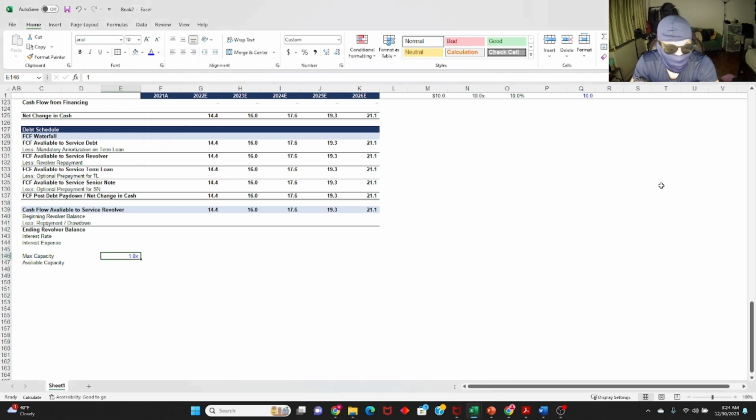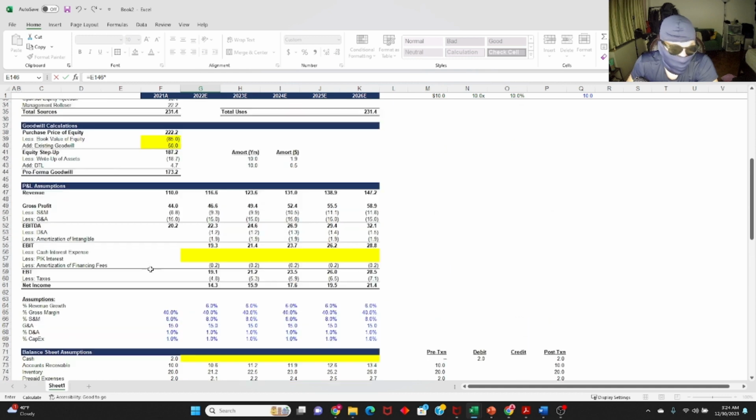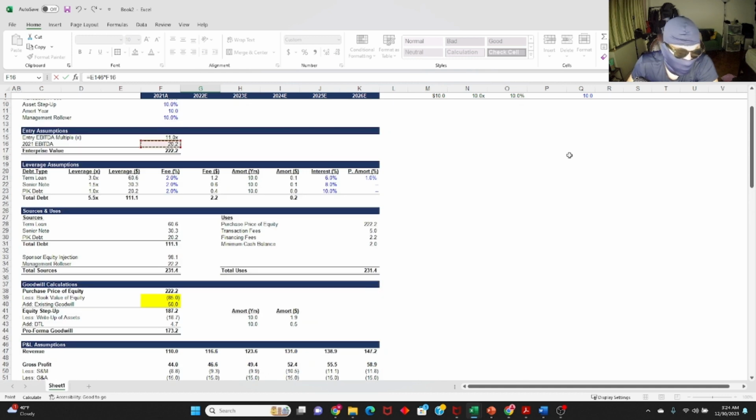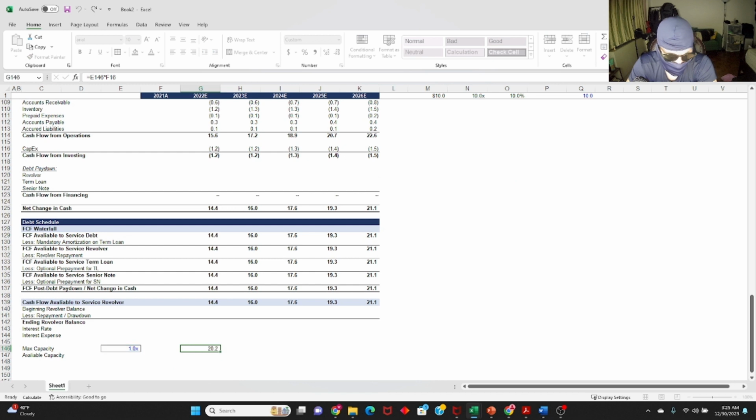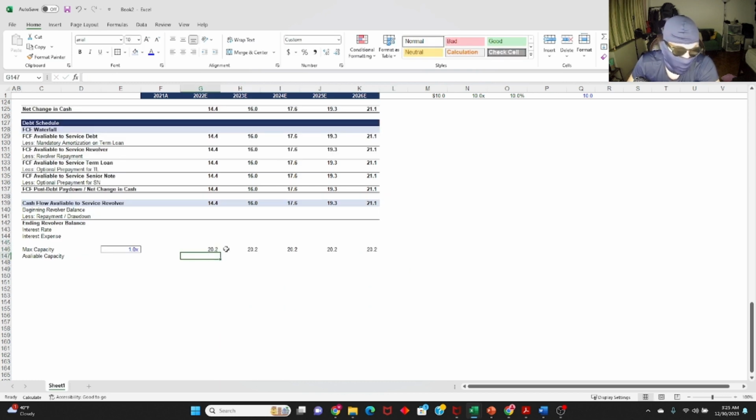Let's hard code this real quick. So basically what it's going to be is 1 times your EBITDA amount. It's going to be right here. And then that just goes out for the rest of this forecast period. And your available capacity is going to be your max capacity minus your beginning balance for every year. So you have this, and now your beginning revolver balance.